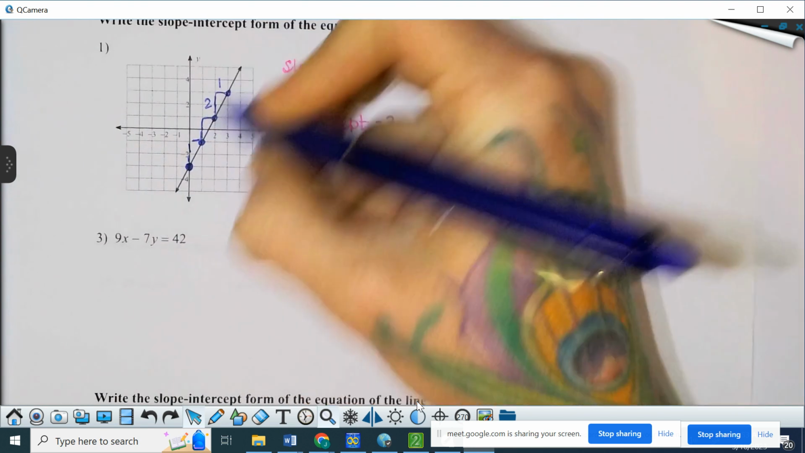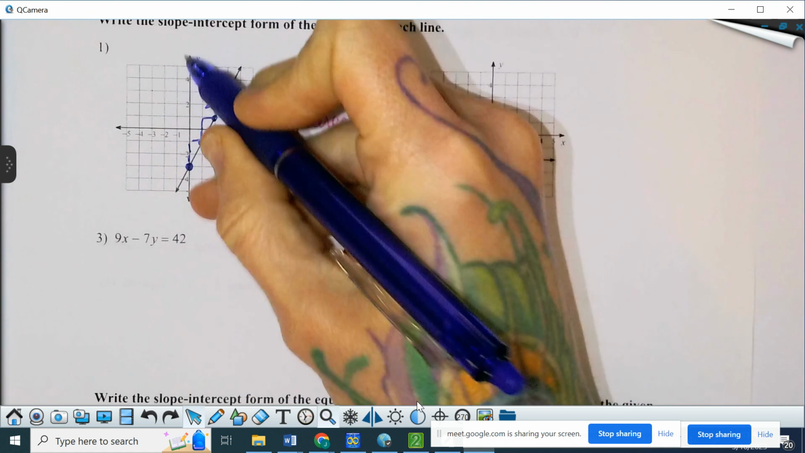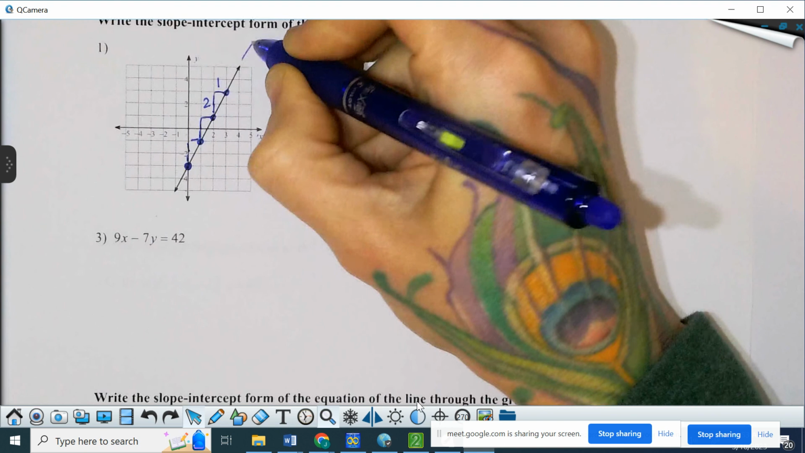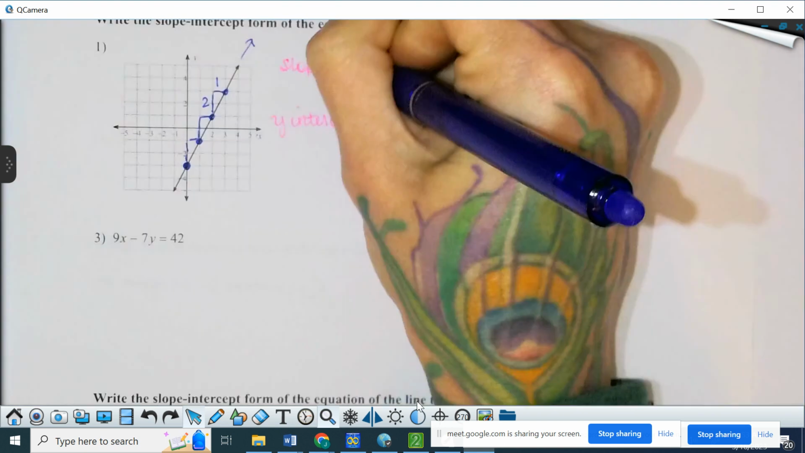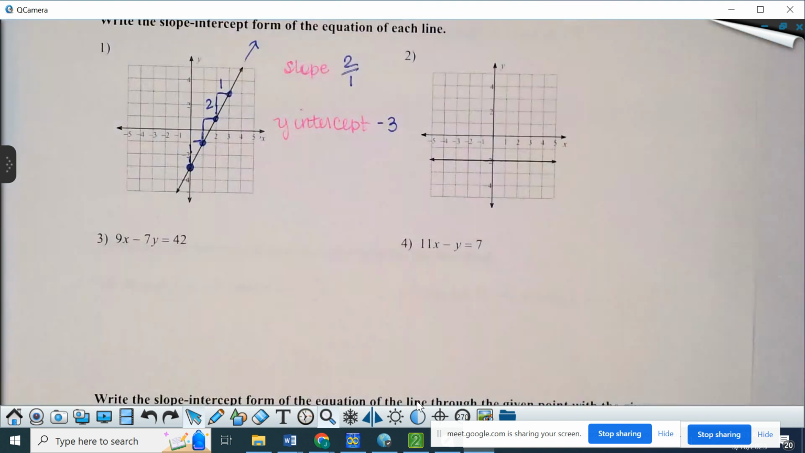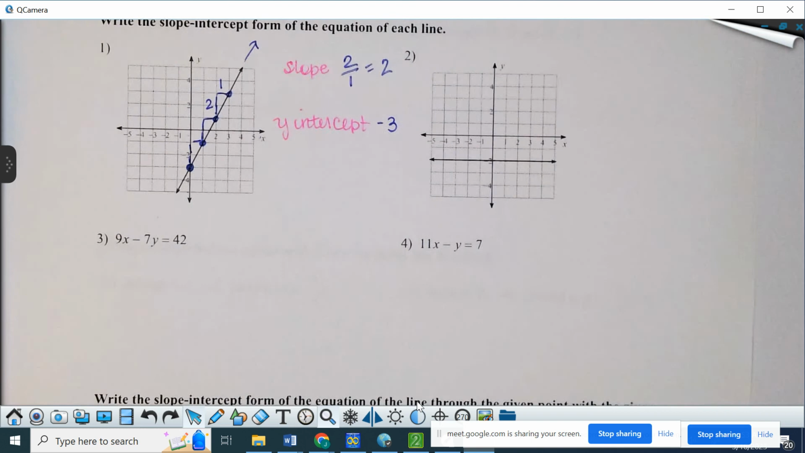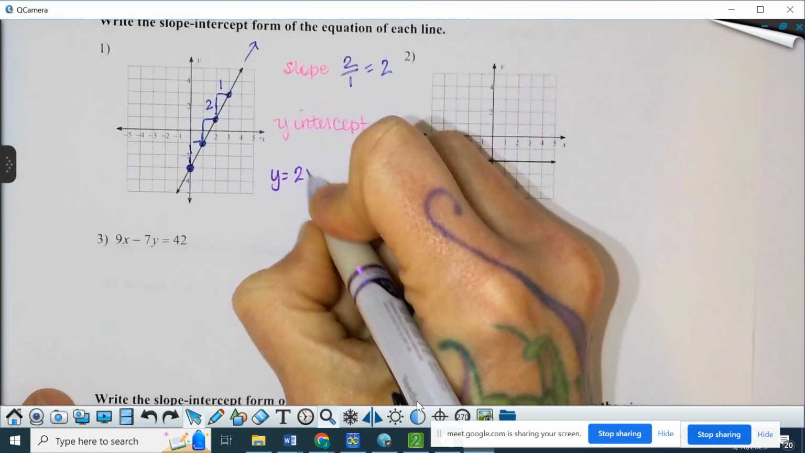The y values are increasing as the x values are increasing, or it's going up reading from left to right, so that means we know it's positive. Our slope is 2 over 1, which you will probably more times than not see as just 2, but rise over run, it's 2 over 1. Then your equation at that point would be y equals 2x minus 3 for this line.